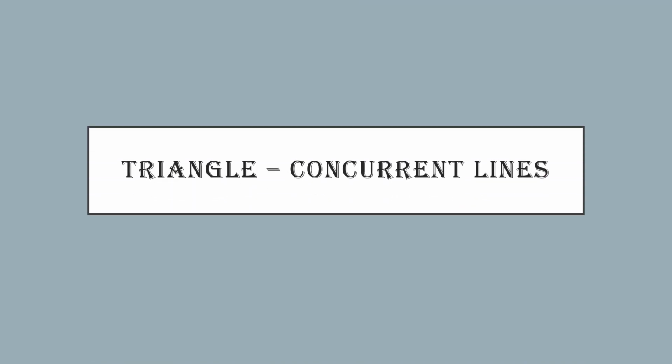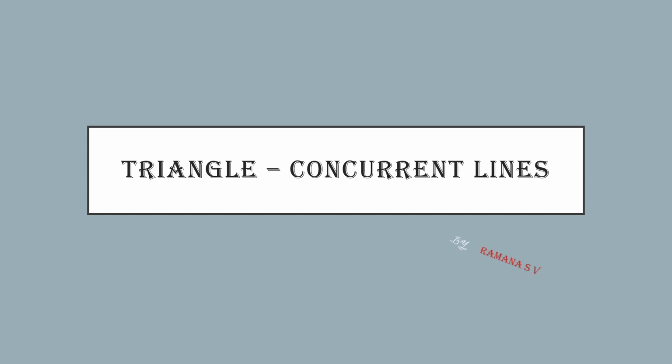In the last video, we learned about triangles and concurrent lines, and we also discussed the difference between intersecting lines and concurrent lines. If two lines have a common point, they are called intersecting lines. If three or more lines have a common point, then they are called concurrent lines.